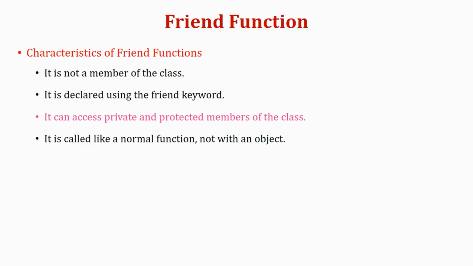What are the characteristics of a friend function? It is not a member of the class. It is declared using the friend keyword. It can access private and protected members of the class. It is called like a normal function, not with an object.